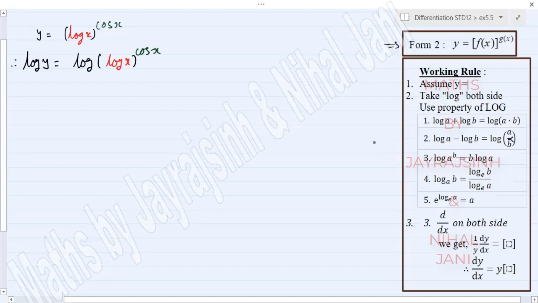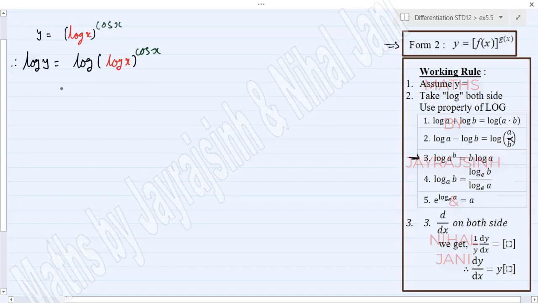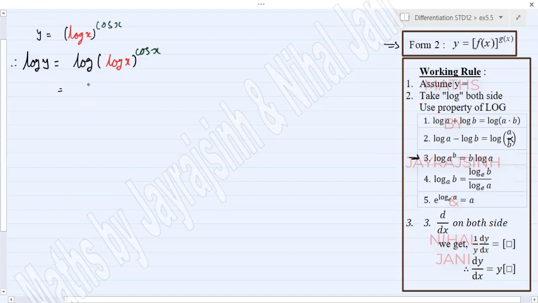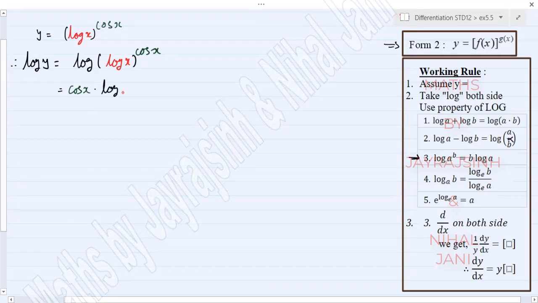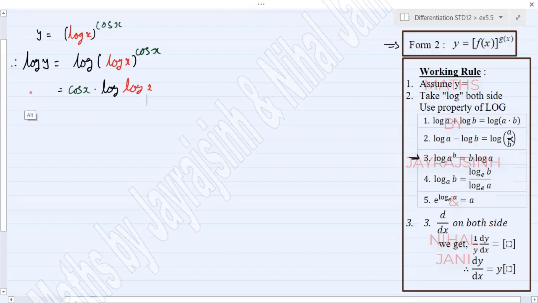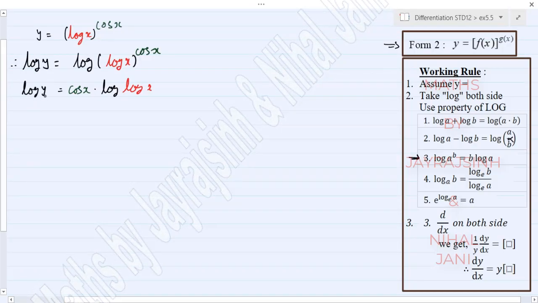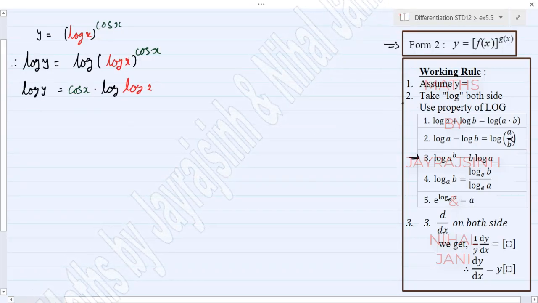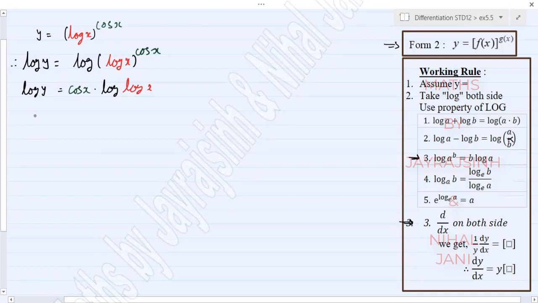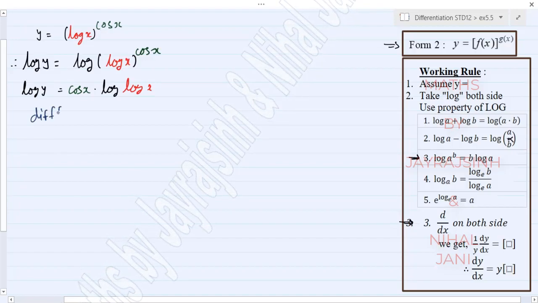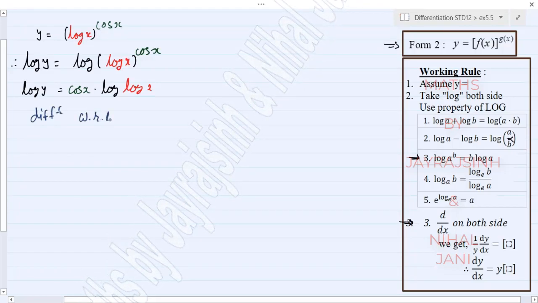So for simplification of right hand side, let's use third property. So we can say cos x, which is in power of log x, will go in the multiplication of log x. So we'll get cos x into log of log x is equal to log y. So here we complete our second step. Now let's move to the third step, in which we have to differentiate our equation with respect to x.